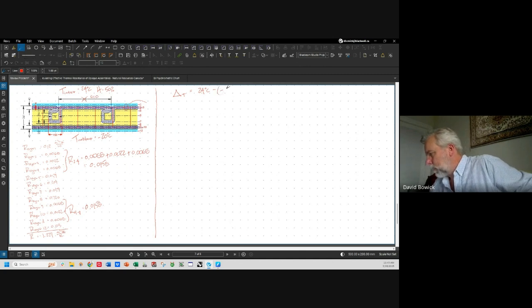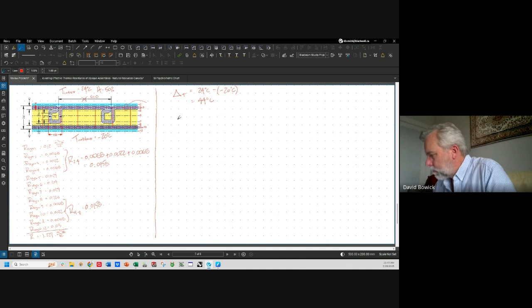24 minus minus 20 degrees Celsius equals 44 degrees Celsius. That is the temperature difference between inside and outside. We're going to look at our layers. I'm going to re-summarize them here.